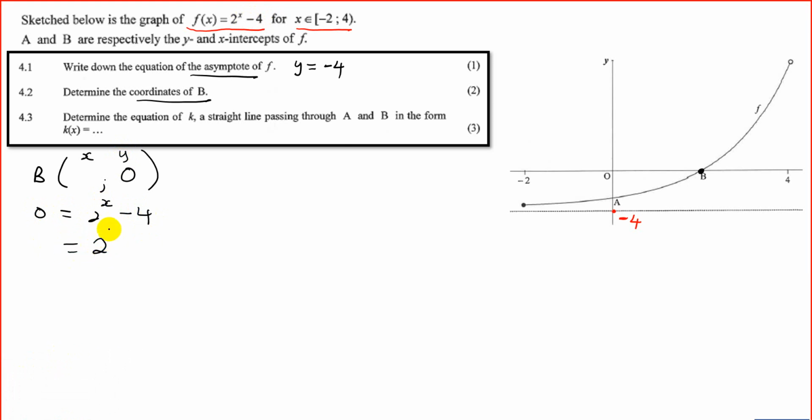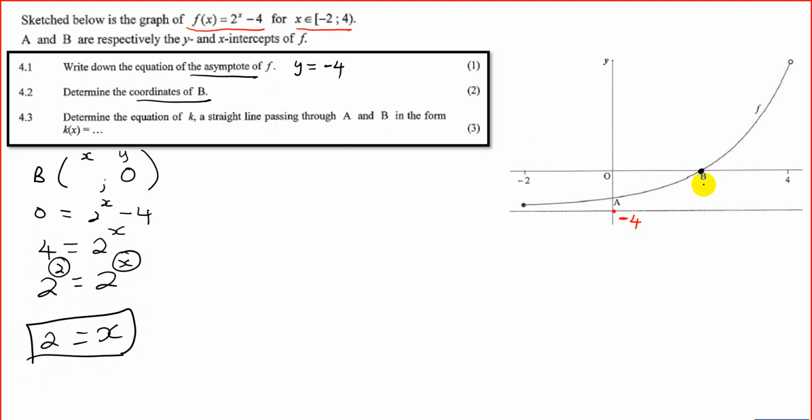I'm going to take my minus 4 to my left-hand side, which makes it a plus 4. Make my bases the same. 4 can be written as 2 squared. Bases are the same, therefore x would be equal to 2. And then I can go to b and put down 2. And the coordinates of b would now be 2, 0 in coordinate form.